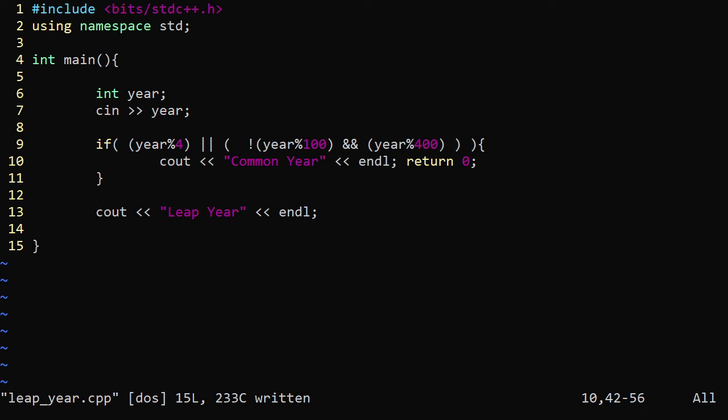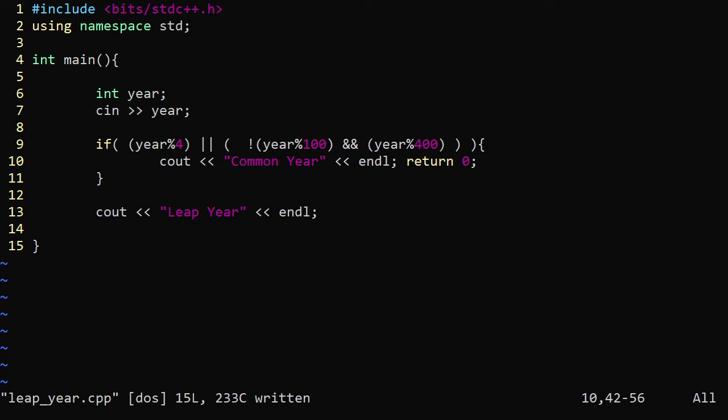Alright, so how to check if a year is a leap year in C++. The basic assumption here is that we're using the Gregorian calendar, which is the normal calendar pretty much worldwide. So here we're just going to have a simple if statement.